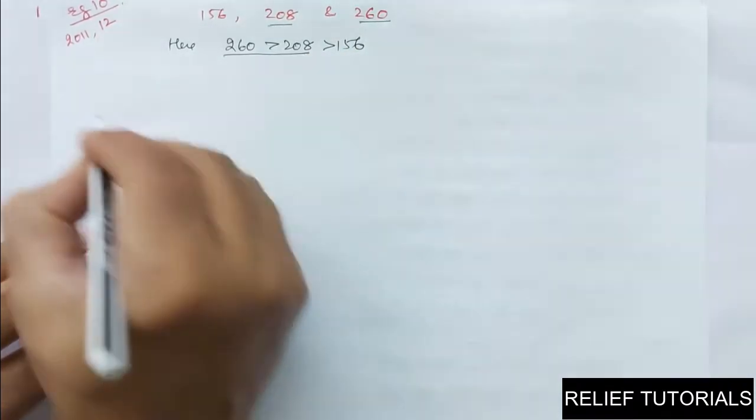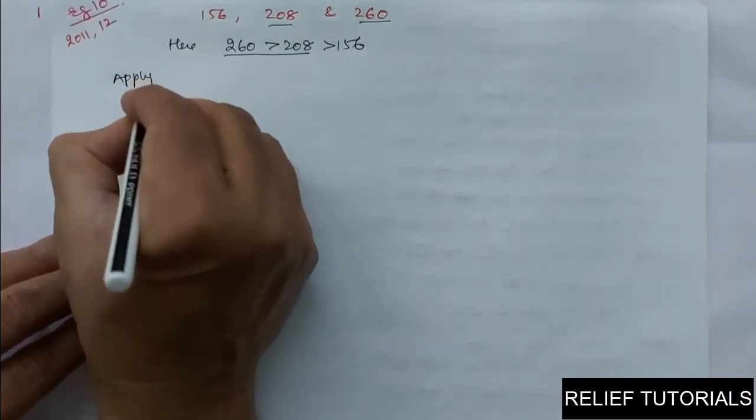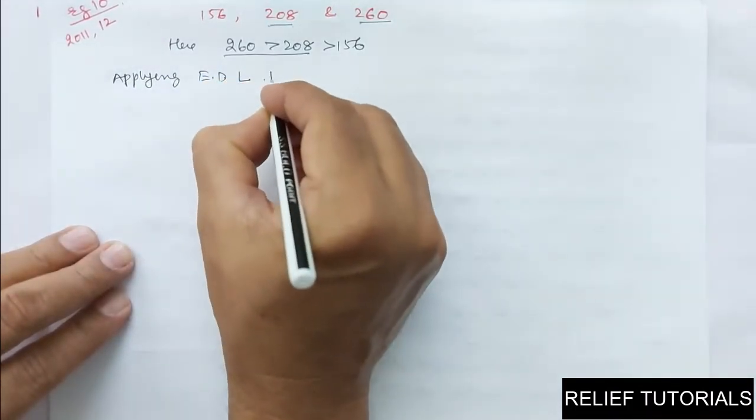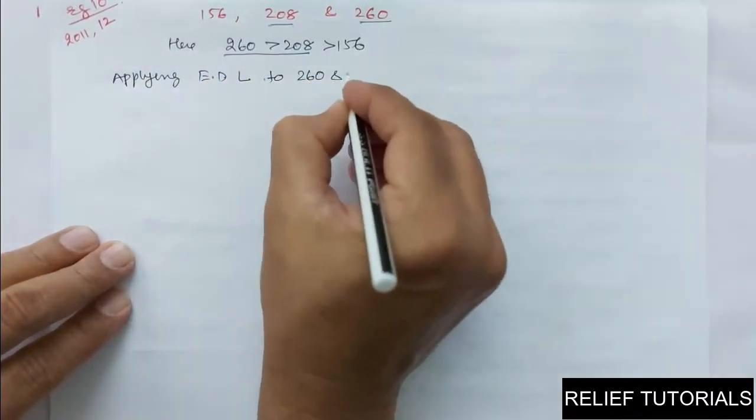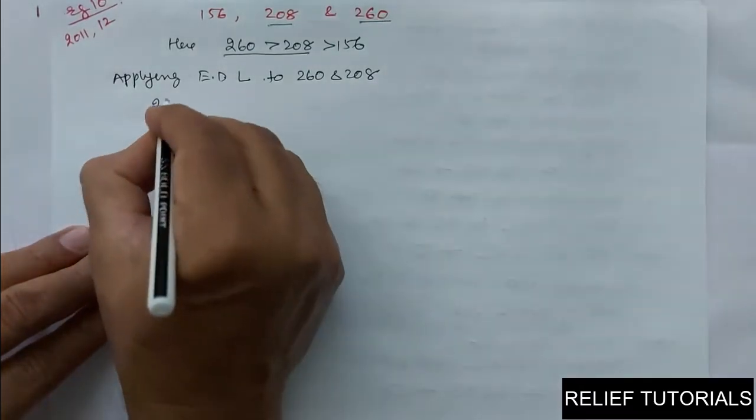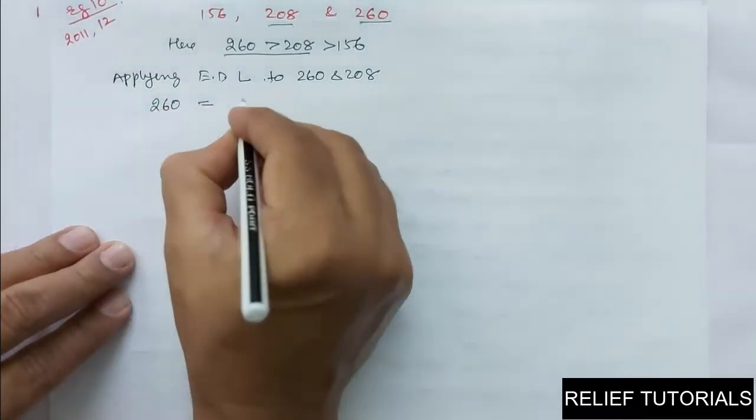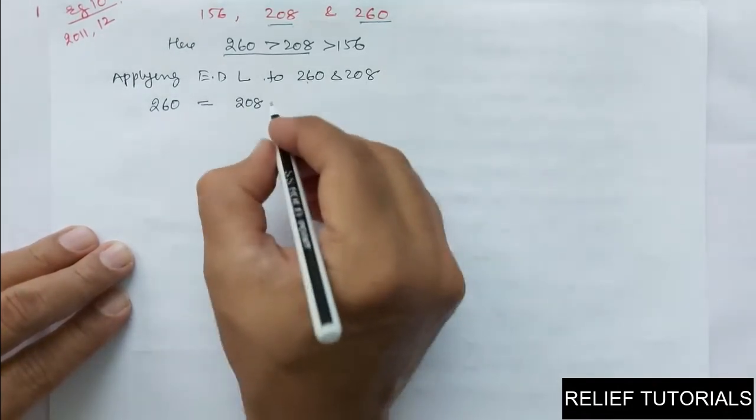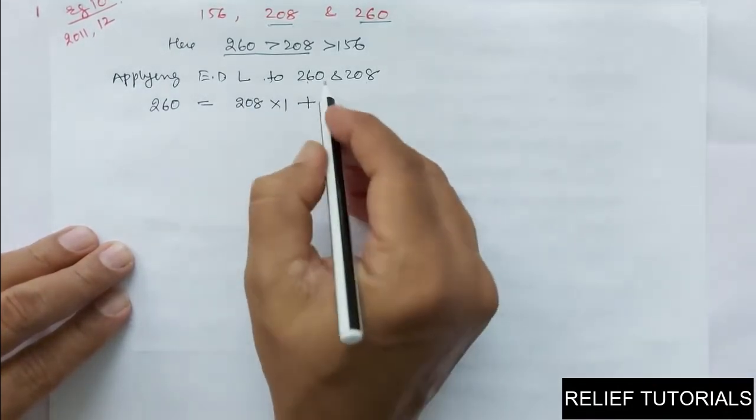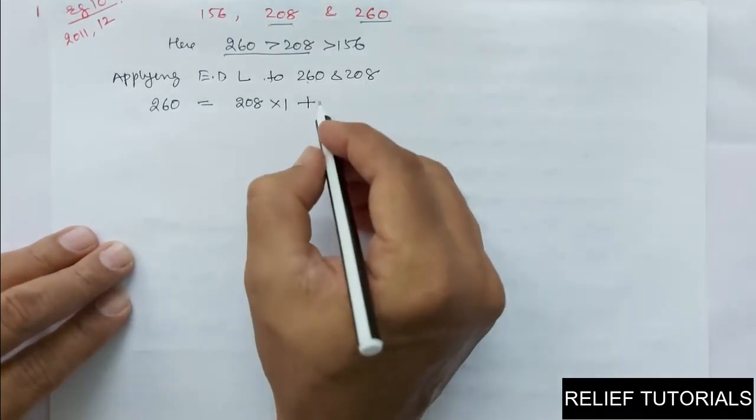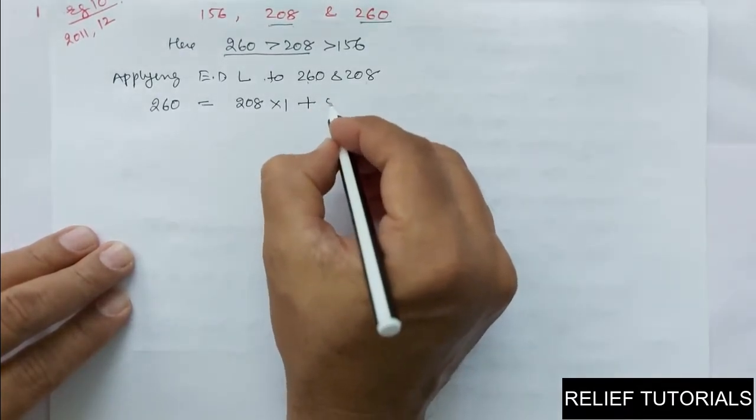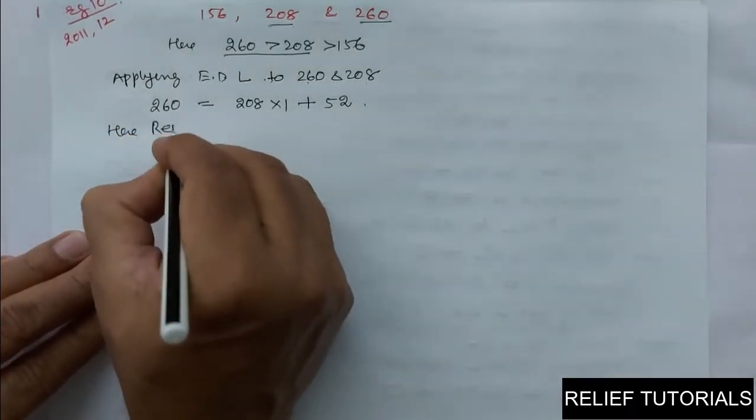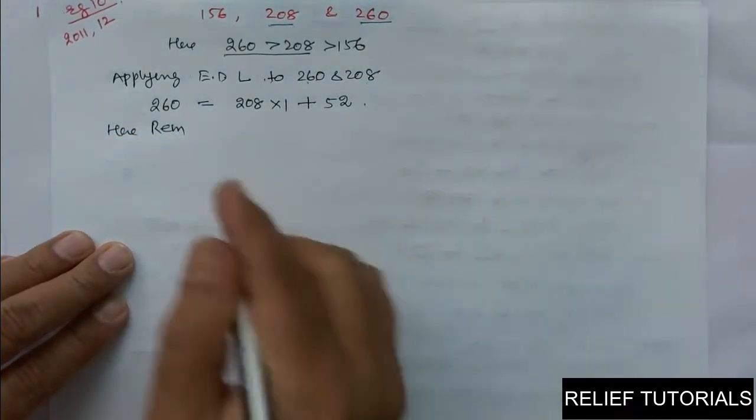So I will select 2. Now applying Euclid division lemma, 260 and 208. So what you will get? 260 is equals to 208. So you have to divide this 260 by 208. So naturally one time into 1 plus remainder is 260 minus 208. So it will be 52. 52 is the remainder.